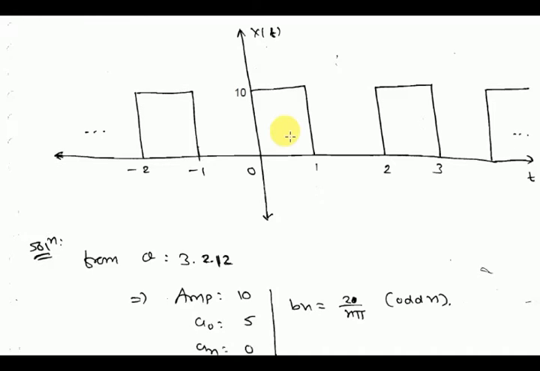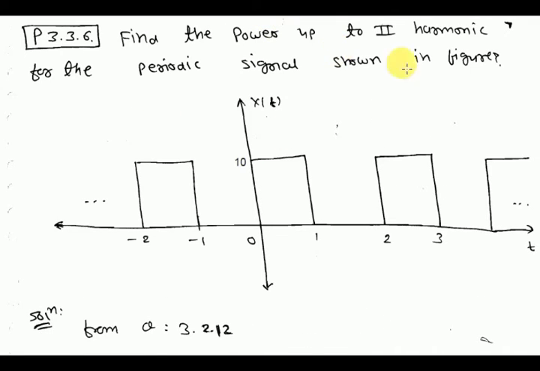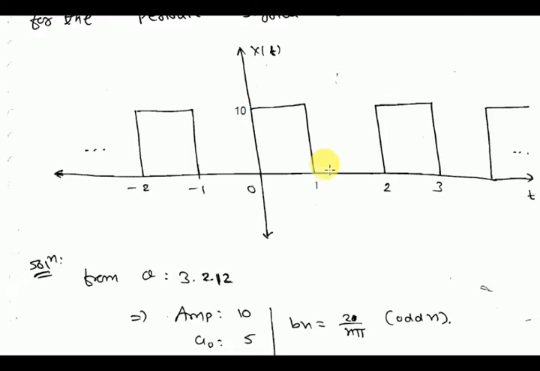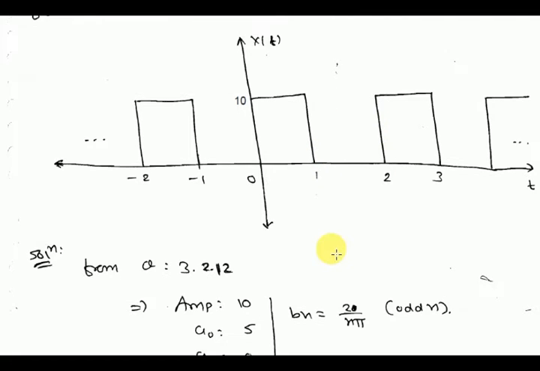So what we do, if we want to apply that frequency domain formula, like mod cn square, first we have to find cn and c naught. How will you find cn and c naught? You can find c naught directly, or you can first find the trigonometric Fourier series coefficients, then you find cn.